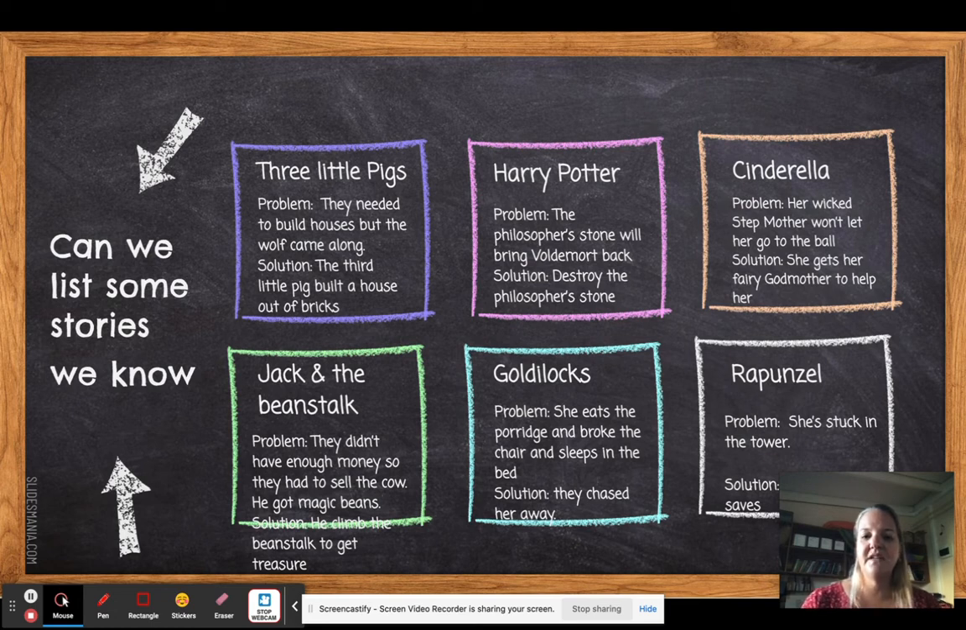Some of these other ones that we've looked at, we were looking at the problem and solution. So we looked at some good examples of narratives, and we looked at what was the problem and what was the solution. See if you can come up with your own. Have a good think of some old fairy tales and see if you can think about the problem and solution in those fairy tales.